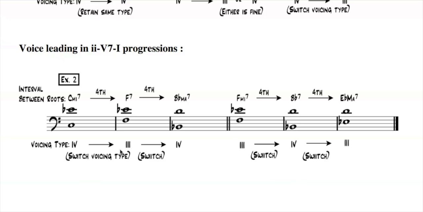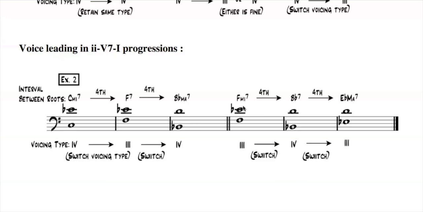In any 2-5-1 progression, and really in any cycle of fourths type of progression, but especially the 2-5-1 progression, if you start on a type 4, the middle chord will be the opposite type, and the 1 chord will be the same type that you started on. So in this case, we're starting on C minor 7, the distance is a fourth, we switch to a type 3 F7 chord, and then the distance from F7 to B flat is also a fourth, so we switch from a type 3 to a type 4.